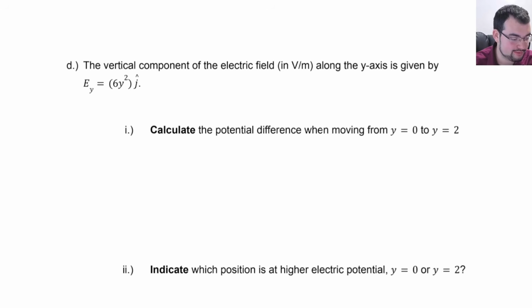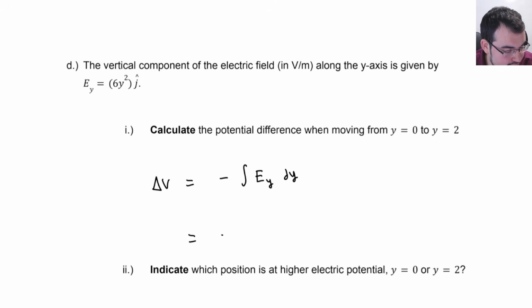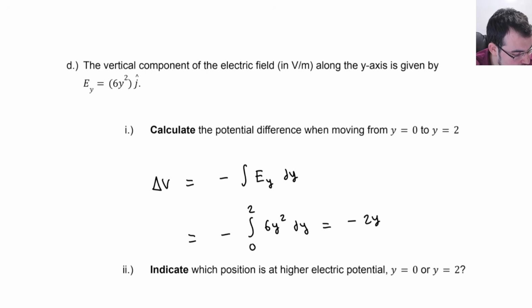Now we'll go the other way. The vertical component of the E field is given by this expression. Calculate the potential difference moving from 0 to 2. Well, delta V is just the negative of the integral of the E field in a certain direction. So we go from 0 to 2. Our function is 6y squared. So we get the negative of 2y cubed going from 0 to 2. So we get 2 times 2 cubed, which is 16, with a negative in front, minus 0. So negative 16 volts.